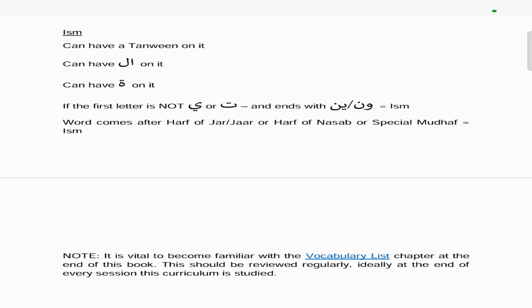And if the word comes after a harf of jar, also known as the jar, or if it comes after the harf of nasb or a special mudaf, then it's an ism, because these only come before an ism.